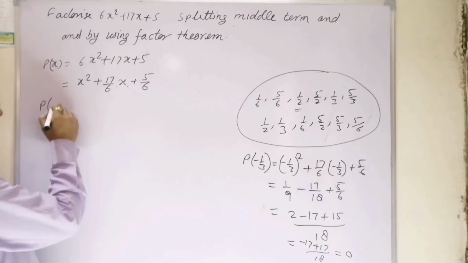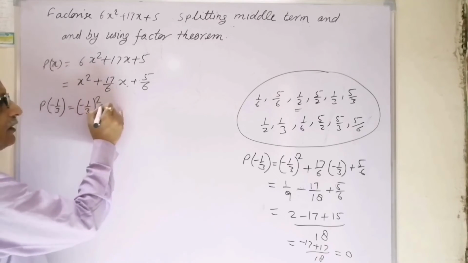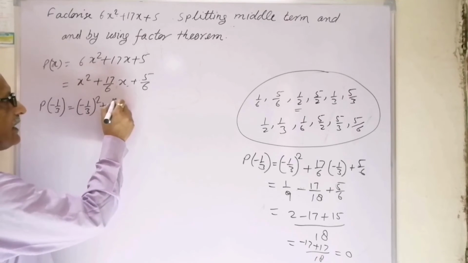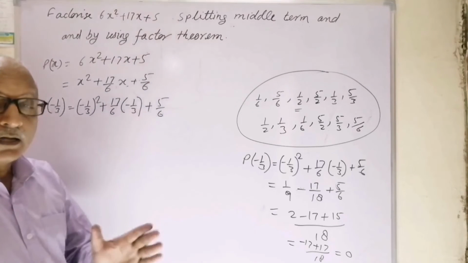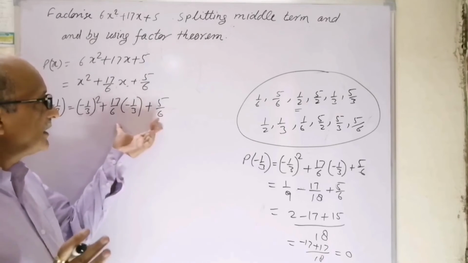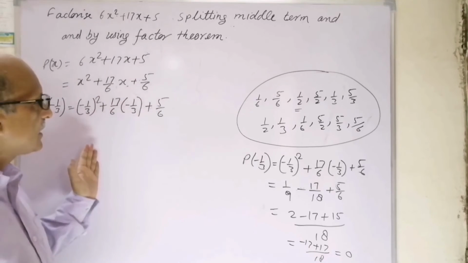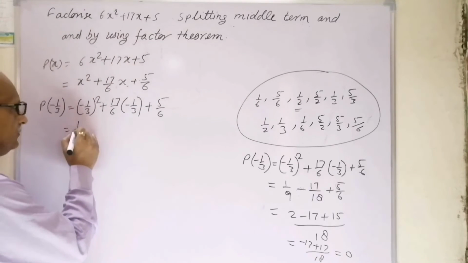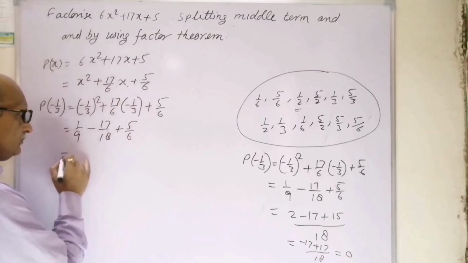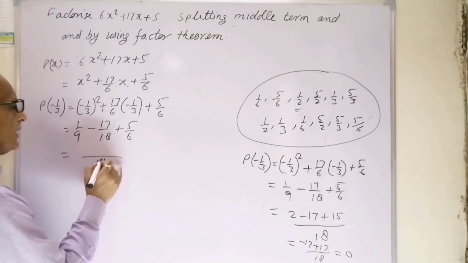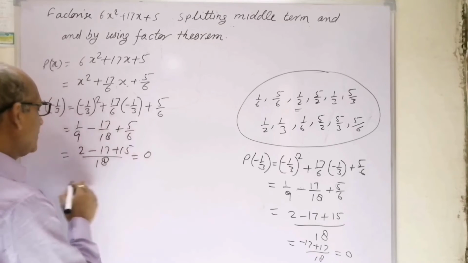So we'll write p of minus 1 by 3, that is equal to minus 1 by 3 square plus 17 upon 6 into minus 1 by 3 plus 5 upon 6. I am telling you the process to get marks. Without showing it, if you go directly to x minus this is a factor, then you will lose marks. So we have to show this part also. 1 by 9 minus 17 upon 18 plus 5 upon 6, that is equal to 2 minus 17 plus 15 over 18, finally it is coming to be 0.